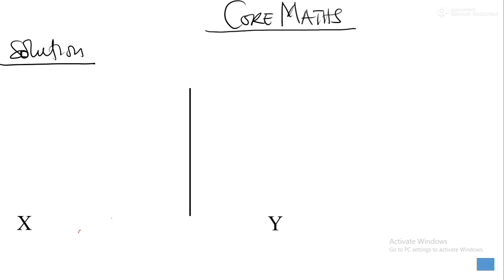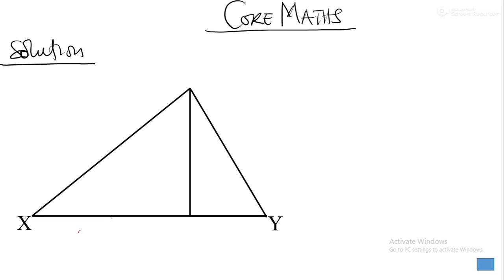We are to draw the angle of elevation. Now this is the distance between them. So the distance between X and Y is what we are to look for. Now the angle of elevation are as follows. Good. So this will be our diagram.